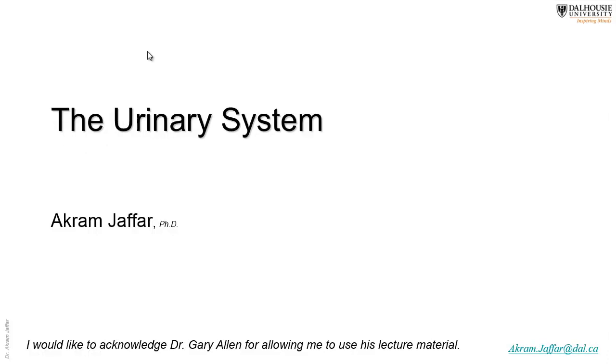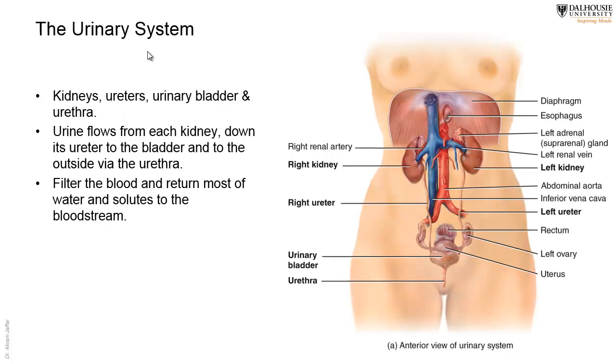Okay, good morning. So today we're going to deal with the urinary system. The urinary system consists of the kidneys, the ureters, and the urinary bladder. The kidneys and ureters are duplicates, one on the right, one on the left. Then we have a single urinary bladder, and then a single urethra.